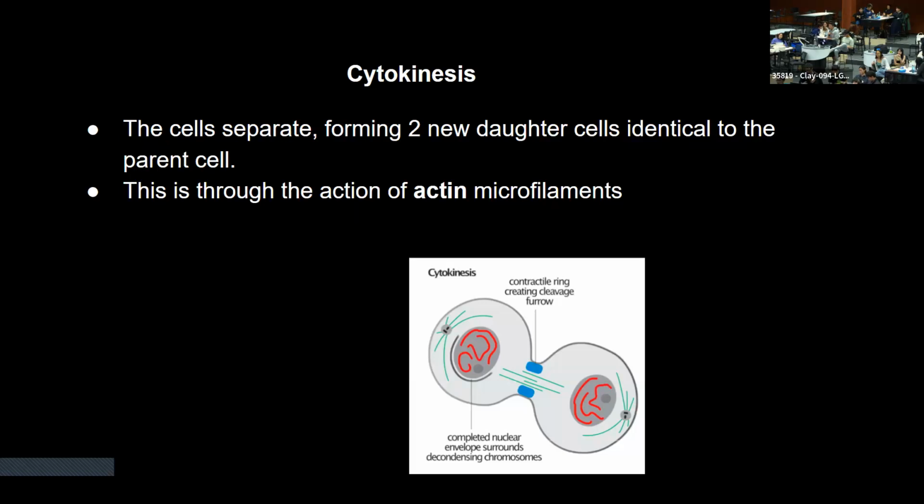Cytokinesis is the very last stage. So that's where our two cells will separate and they will form two daughter cells identical to the parent cell. And this is through the action of actin microfilaments. So you can see that what pretty much happens is at the cleavage furrow, right? The actin microfilaments are sort of squishing it. So you see those blue things on the diagram? They're not strictly your actin filaments, but right outside the cells, you'll have actin microfilaments squeezing it and creating two new daughter cells.